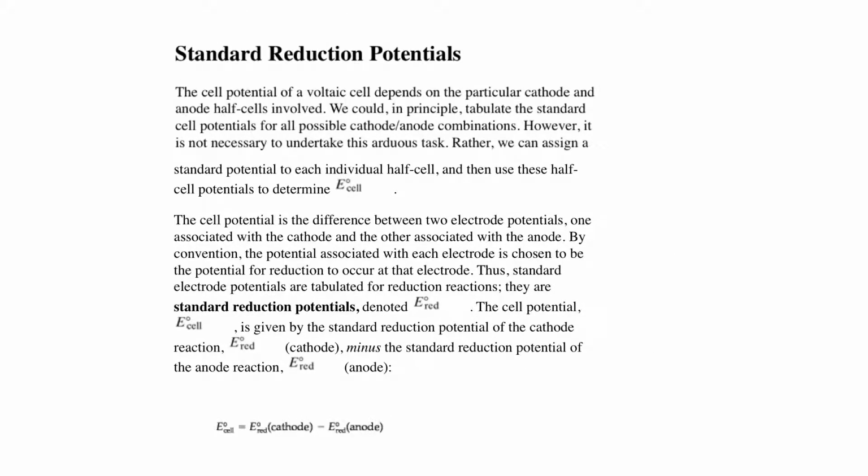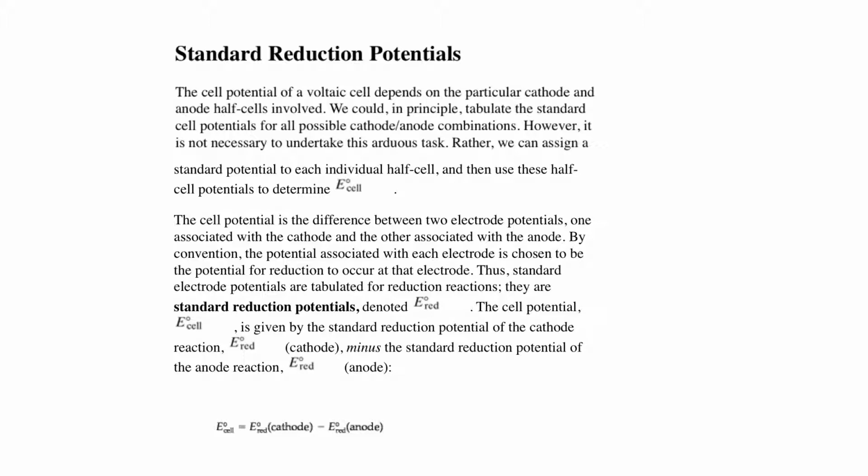Standard reduction potentials. The cell potential of a voltaic cell depends on the particular cathode and anode half cells involved. We could, in principle, tabulate the standard cell potentials for all possible cathode-anode combinations. However, it is not necessary to undertake this arduous task. Rather, we can assign a standard potential to each individual half cell and then use these half cells to determine the standard potential of the cell.